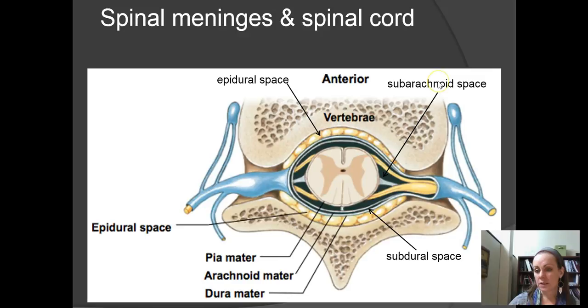And the subarachnoid space is going to contain cerebrospinal fluid. If you remember from the brain lecture, that's going to provide nutrients, cushion against impact, and also help the brain float and be light. And it does the same for the spinal cord. So it does all of those things for the spinal cord. So those are going to be the spinal meninges.